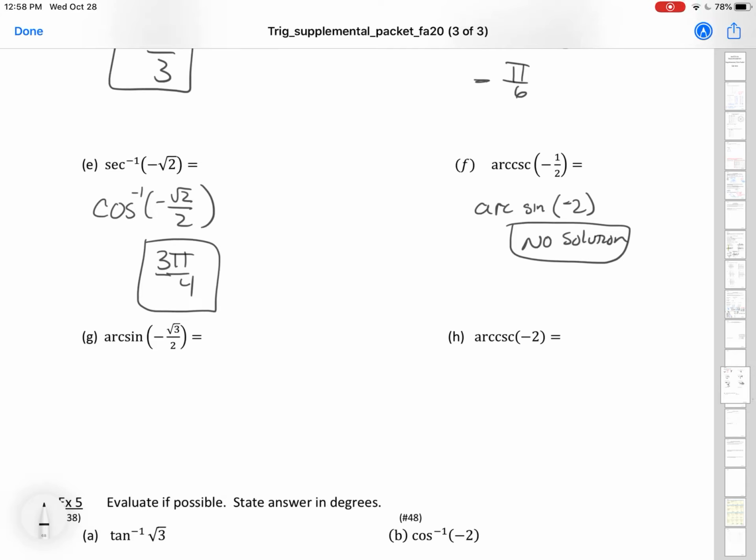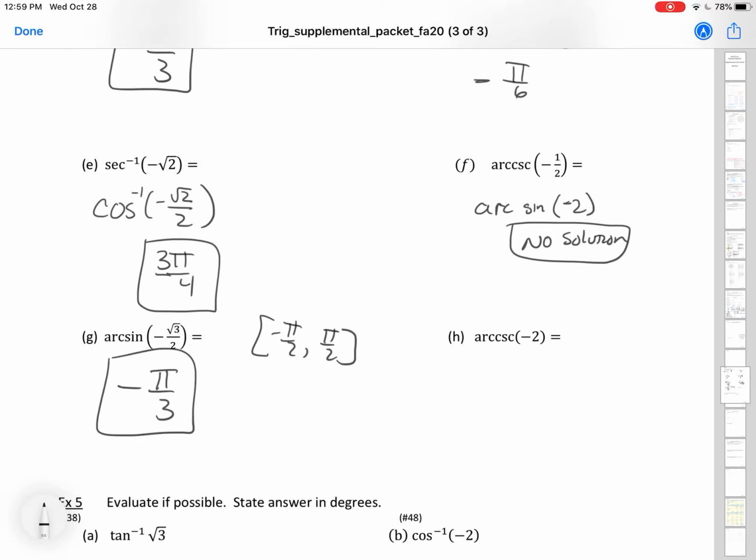And then how about this one? Arc sine of -√3 over 2. I know that that's a pi over 3 reference angle. I know that sine's bound between minus pi over 2 to pi over 2. So I know I just have to represent that as the negative. Notice all of these are negative because if we do the positive, they're in the first quadrant.